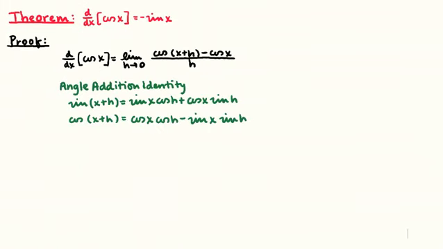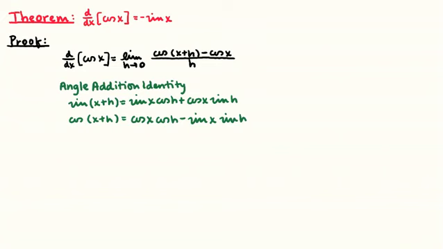All right, next we're going to look at the derivative of cosine x, which you may have learned in class was negative sine x. So I'm going to start off the same way with the definition of the derivative. That's the limit as h goes to 0 of f of x plus h minus f of x, all divided by h. And I'm going to apply an angle addition identity.